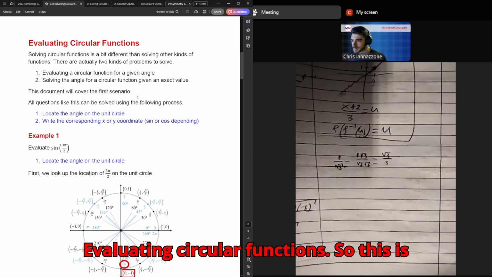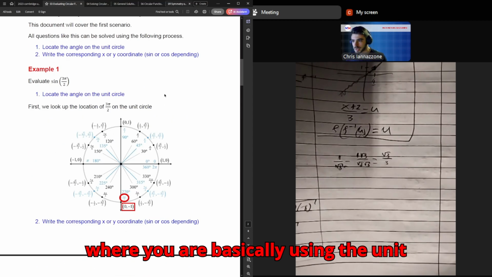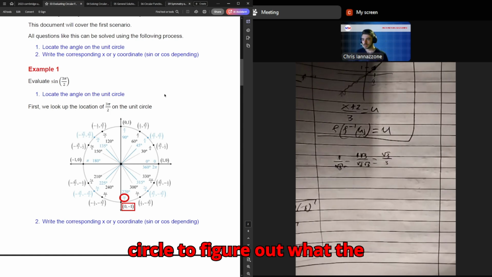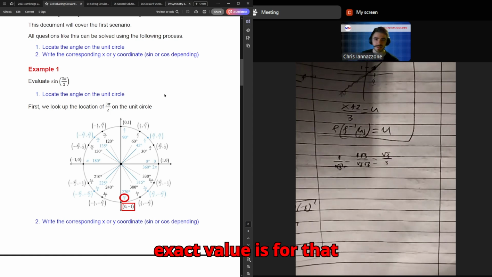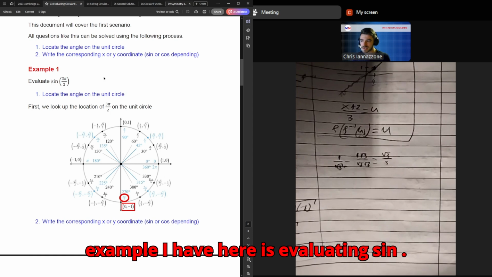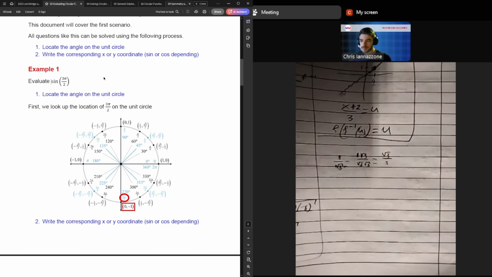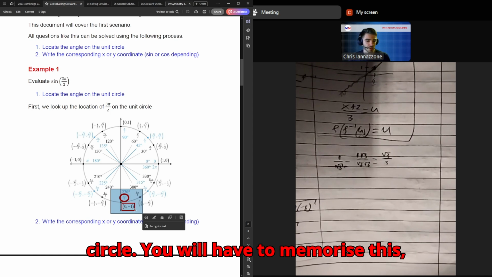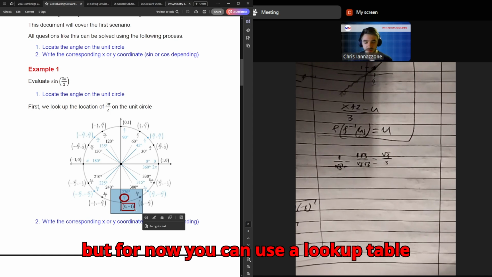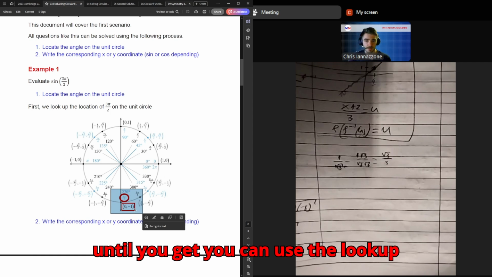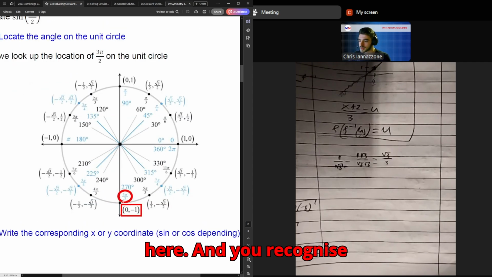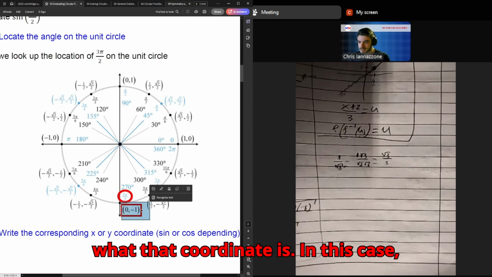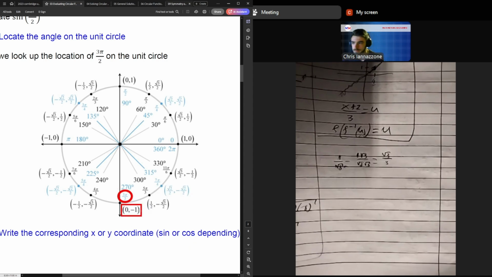Evaluating circular functions. So this is where you are basically using the unit circle to figure out what the exact value is for that particular angle. One example I have here is evaluating sine of 3 pi over 2. All you do is look up 3 pi over 2 on the unit circle. You will have to memorize this, but for now you can use a lookup table. And you recognize what that coordinate is. In this case, it's (0, negative 1).